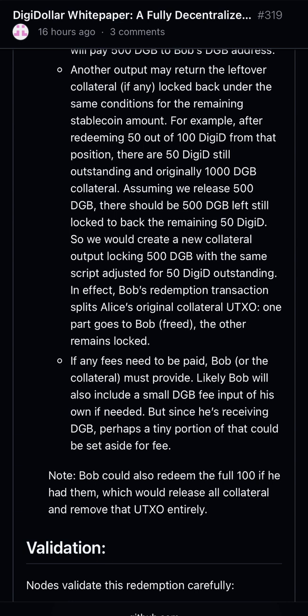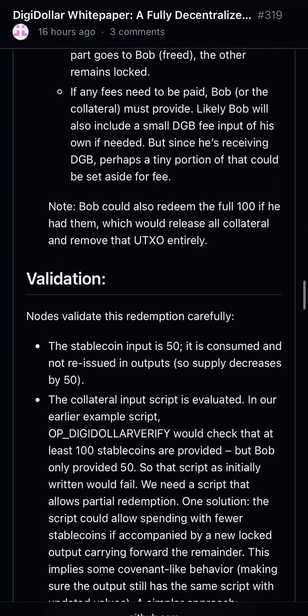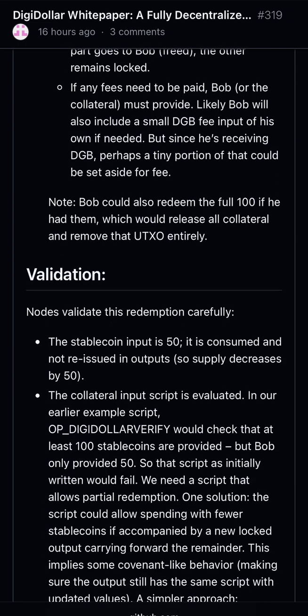For example, after redeeming 50 out of 100 DigiDollar from that position, there are 50 still outstanding, and originally 1000 DGB collateral. Assuming we release 500 DGB, there should be 500 DGB left, still locked to back the remaining 50 DigiDollar. So we would create a new collateral output locking 500 DGB, with the same script adjusted for 50 DigiDollar outstanding. In effect, Bob's redemption transaction splits Alice's original collateral UTXO: one part goes to Bob, freed, the other remains locked. If any fees need to be paid, Bob or the collateral must provide.